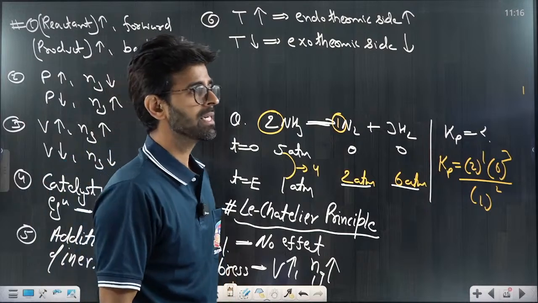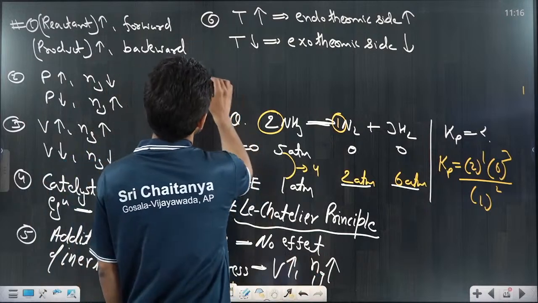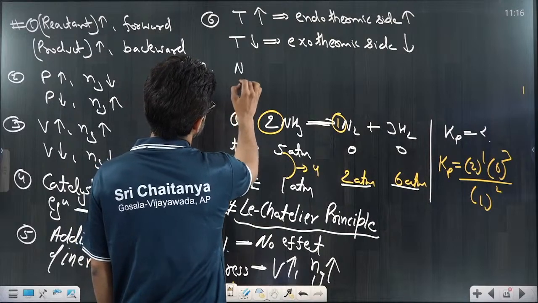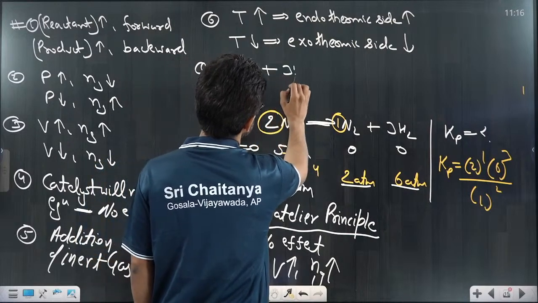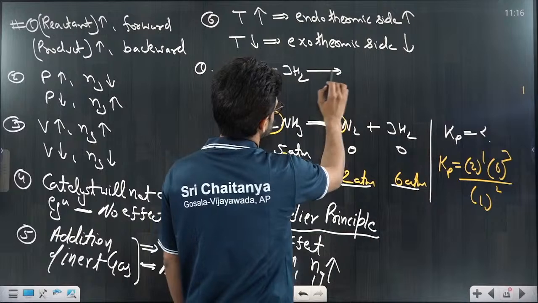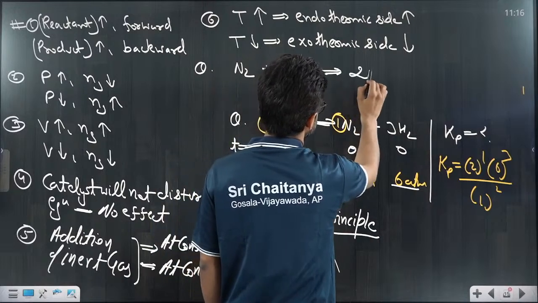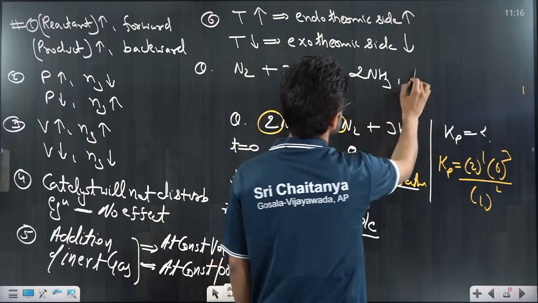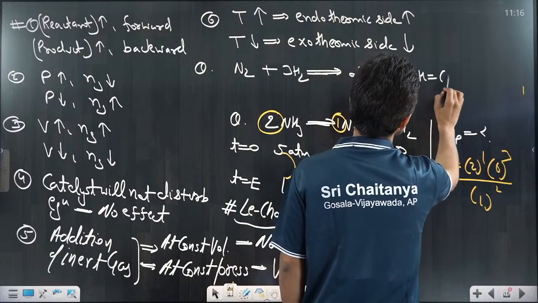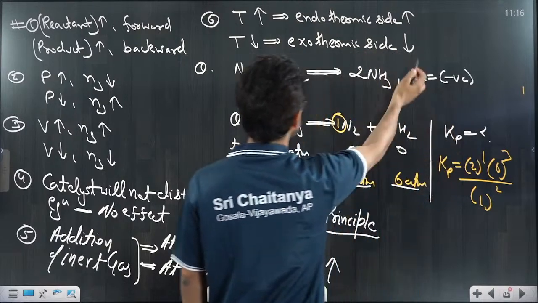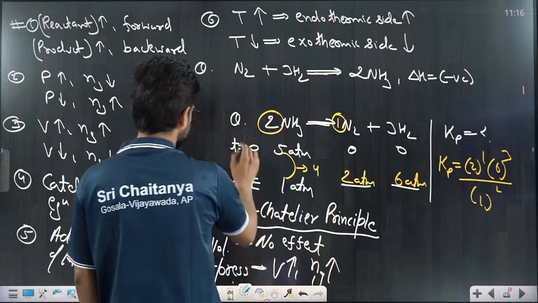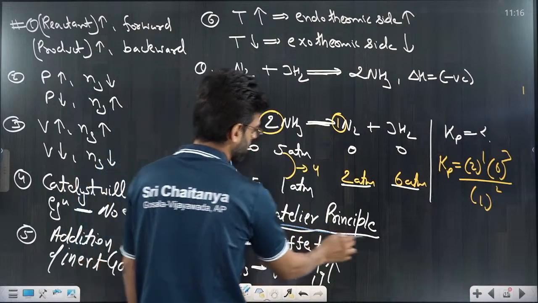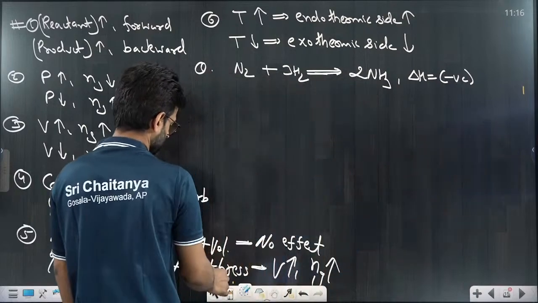Fine, clear? I can take one example. Imagine I have the example of N2 plus 3H2 gives 2 ammonia, right? I am saying the delta H is negative, meaning forward is negative, so backward which one? Positive. Fine.